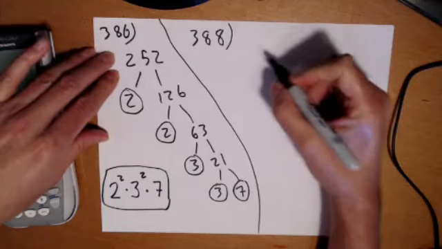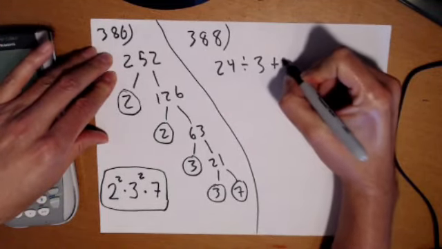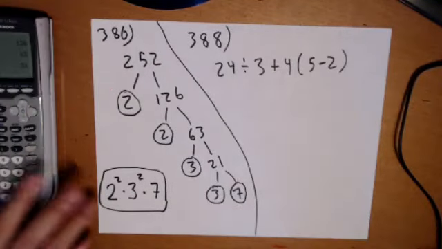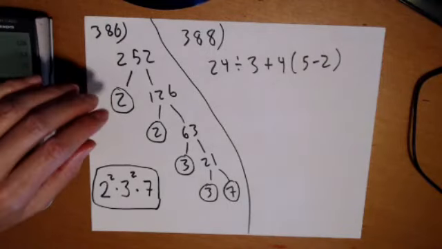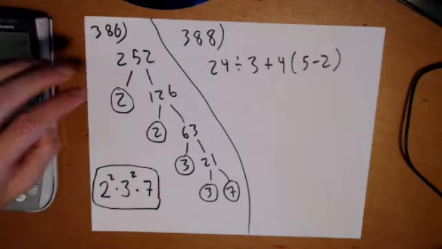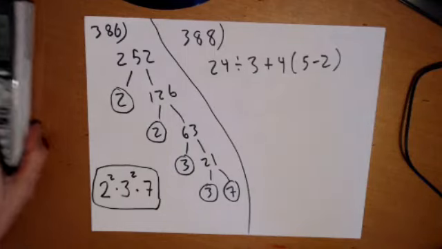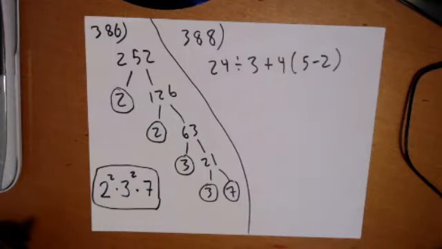388. We have 24 divided by 3 plus 4 times the quantity 5 minus 2. I might be going a little bit fast, but remember, you can just pause, rewind. Okay, and I can't really see what I'm doing if I'm looking at the problems in front of me, so hopefully everything's turning out okay. I guess we'll find out in a second.